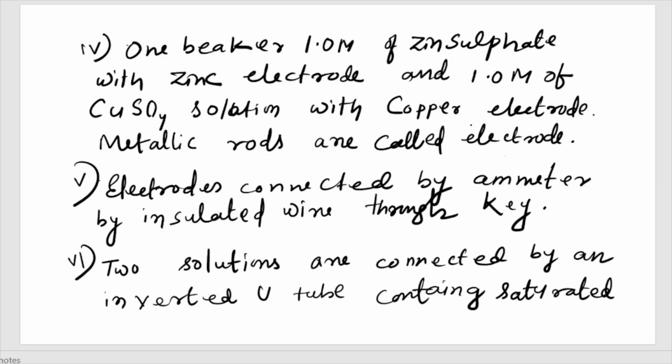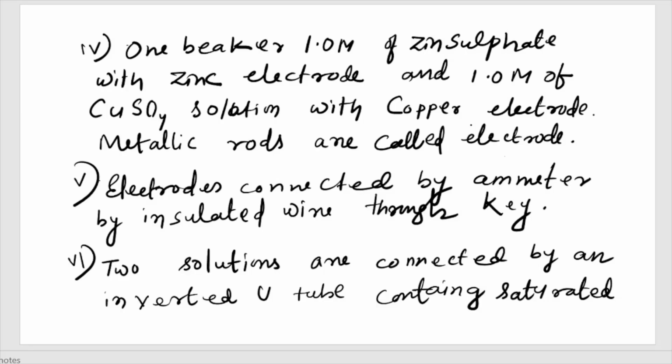The electrodes are connected by an insulated wire. I mentioned a wire in the diagram, but it should be an insulated wire, and also through a key, because with the key you can calculate the voltage. The two solutions are connected by an inverted U tube. What are the two solutions? One side is zinc sulfate solution, the other is copper sulfate solution, joined by an inverted U tube. The salt bridge looks like a U tube and is put inverted on both the beakers.